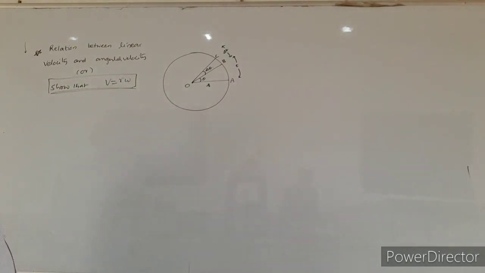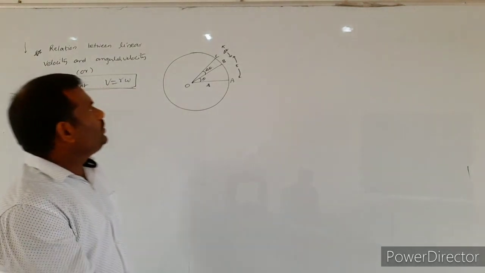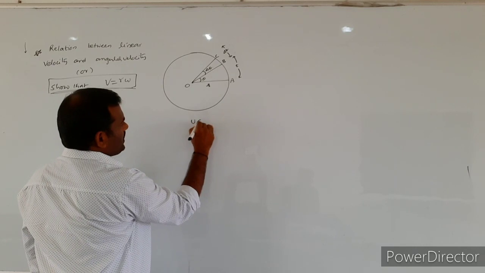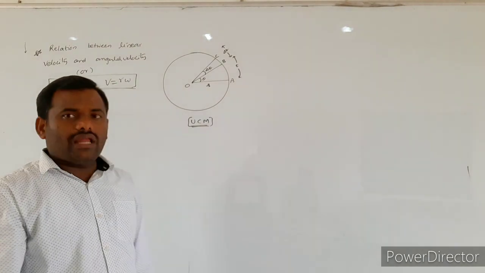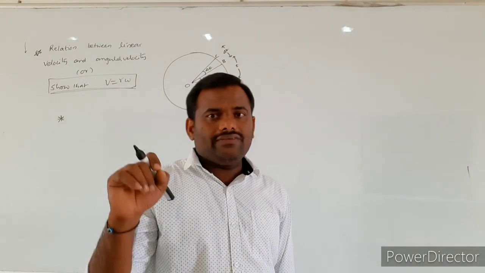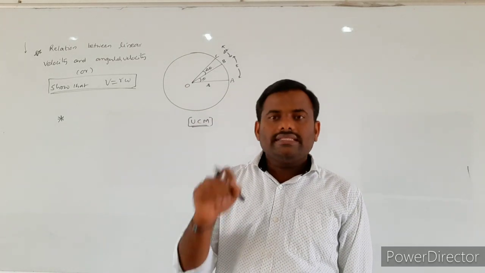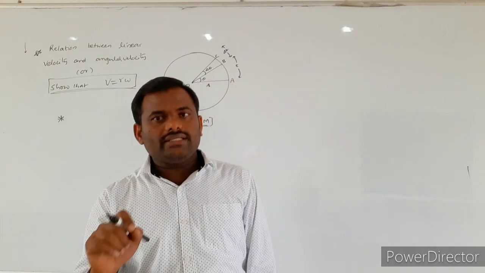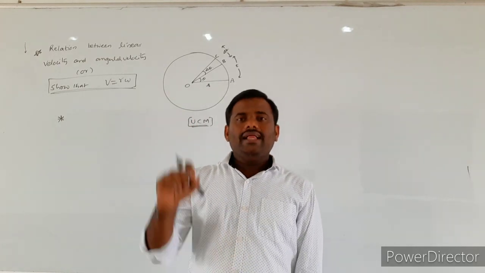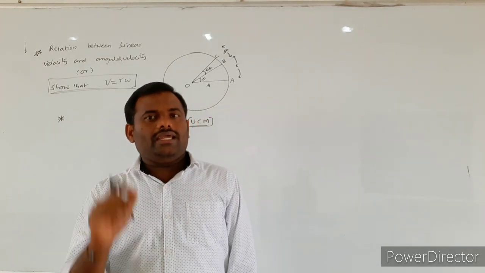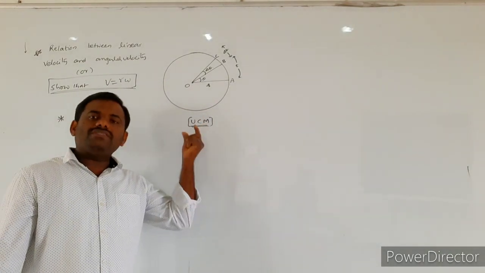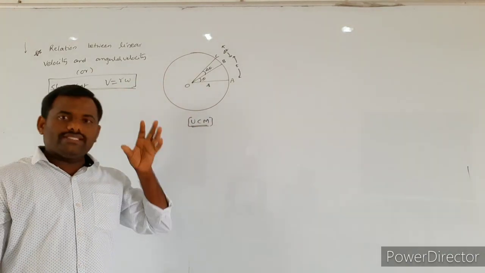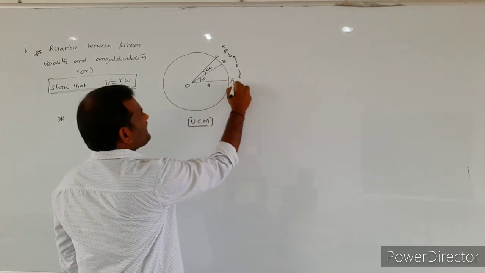First we will assume that a particle is revolving in uniform circular motion. What is meant by uniform circular motion? If a particle is revolving in uniform circular motion, the speed of the particle remains constant at each and every point in its journey. Such type of motion we call uniform circular motion.